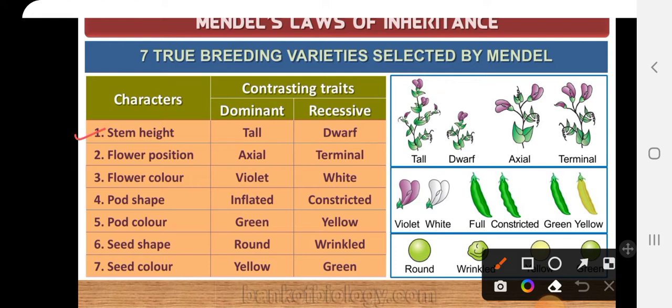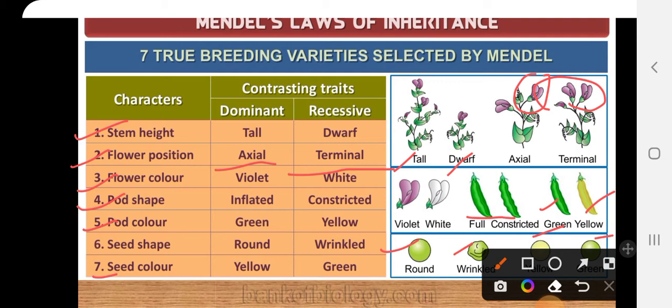So the first character is stem height, then flower position, flower color, pod shape. This is the pod, and the shape is inflated or constricted, or we can say full or constricted. Pod color, green or yellow; seed shape, round or wrinkled; seed color, yellow or green. Stem height, you can see tall, dwarf. The position of the flower, axial, on the axis, and terminal, on the tip of the plant. So we have these 7 contrasting traits.